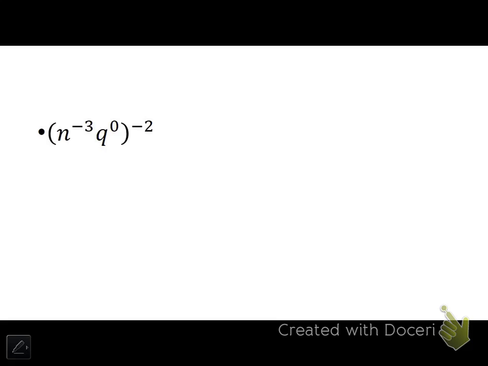Okay, this one, we first check to make sure that all of our variables have an exponent. It looks like they do. So now we're going to distribute this -2 to everything. So this is going to be power to a power. So when we have power to a power like this, we have to multiply them. So we're going to get n, and then -3 times -2 is 6. And then q, 0 times -2 is 0.